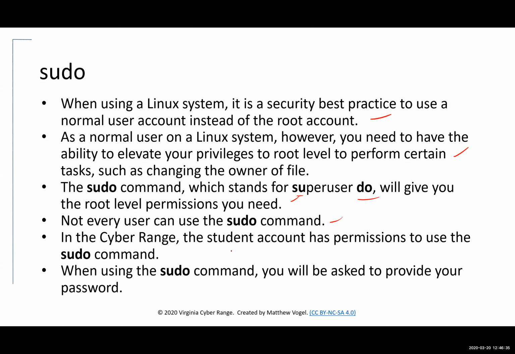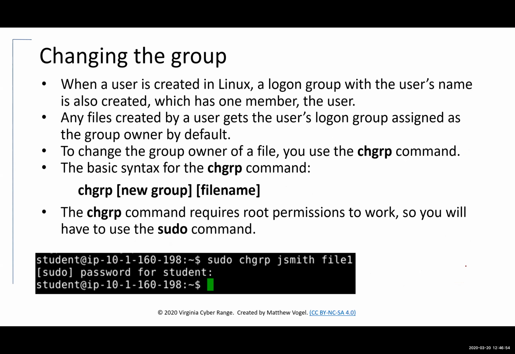In the side range, a student account has permissions to use the sudo command. So the student account can do things that normally only root can do. When you use the sudo command, it's going to ask you to provide your password. So you don't have to know the root password in order to use the sudo command. If you have permissions to use sudo, it's going to ask for your password when you try to use sudo.